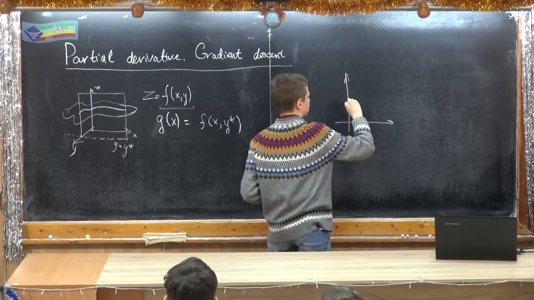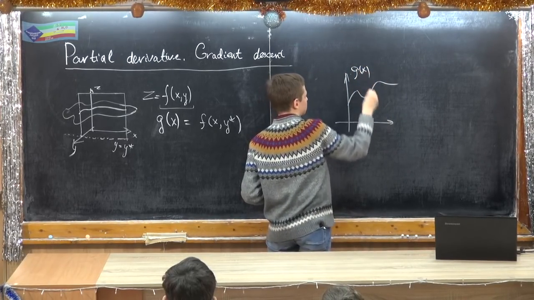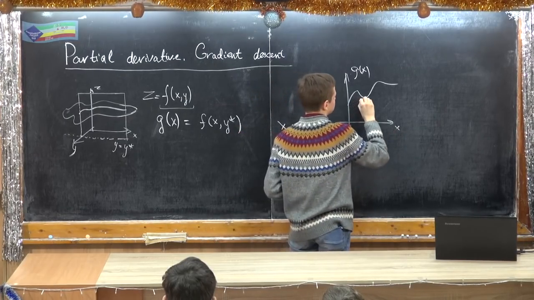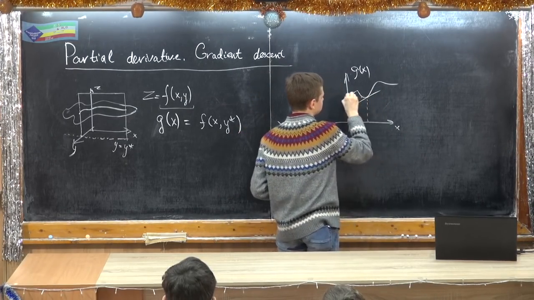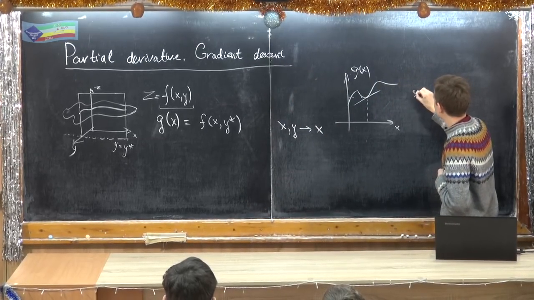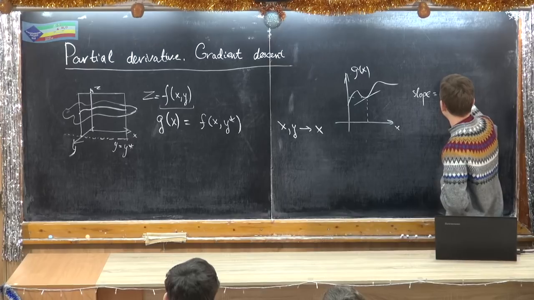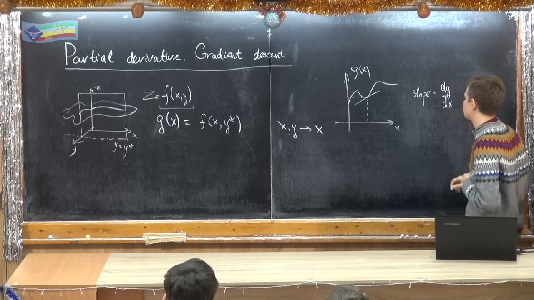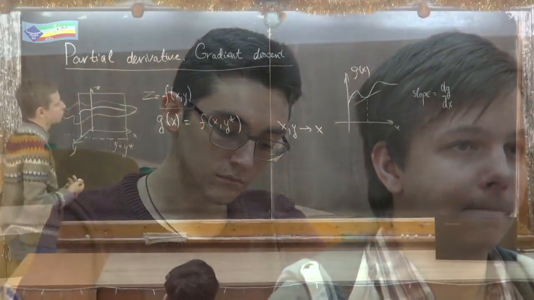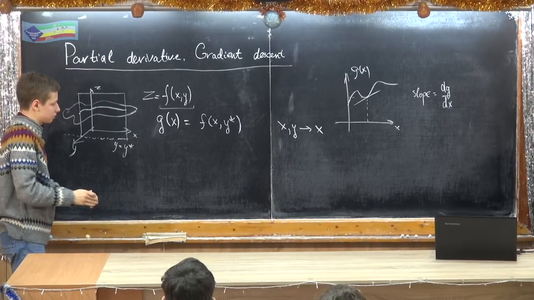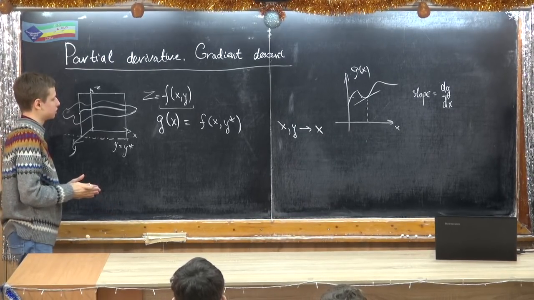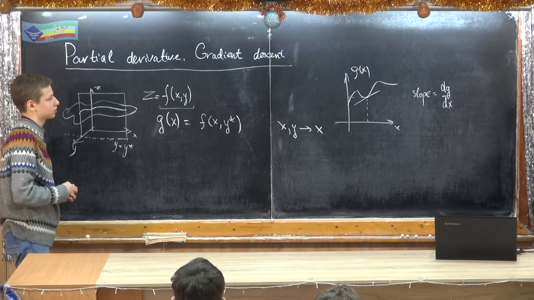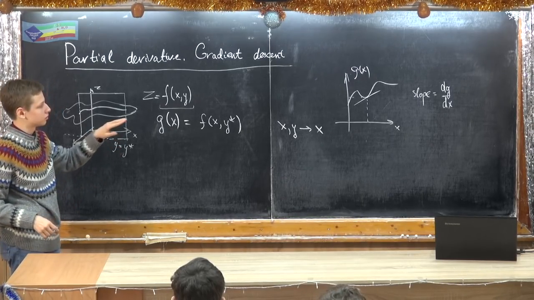Here we have some graph. This is our new function. Then the slope is equal to just the derivative of this function at this point. So we are constantly reducing the number of parameters, and we just came up with reducing our partial derivative to just a derivative.